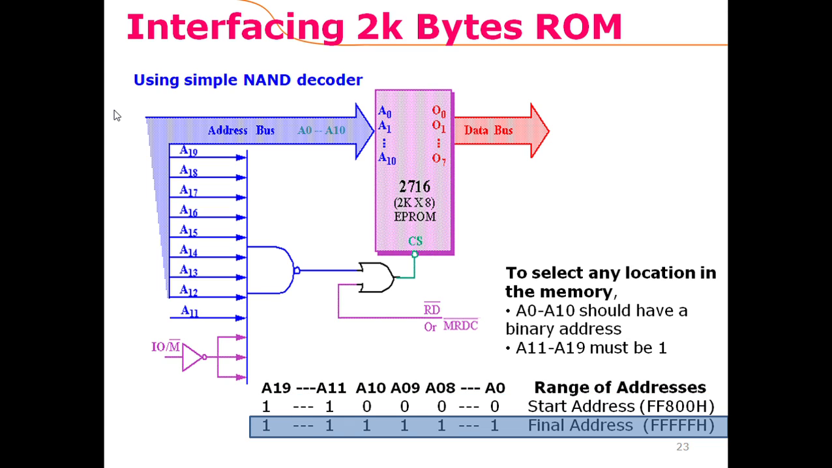So when a 20-bit address is received, this 20-bit address is decoded as here. So the first address inside this chip is FF800H, and the last address is all Fs.